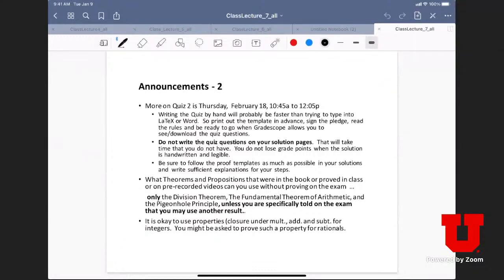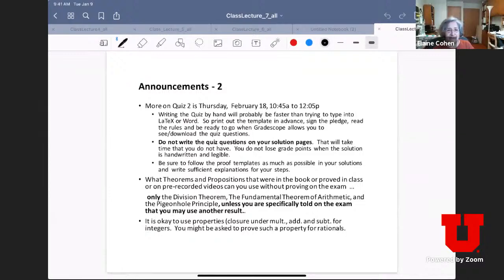So for the proof by contrapositive, once you prove the contrapositive, is it enough to just say because the contrapositive is logically equivalent, therefore the other one is true as well? Absolutely. Okay, thank you. That's exactly the right thing to say.